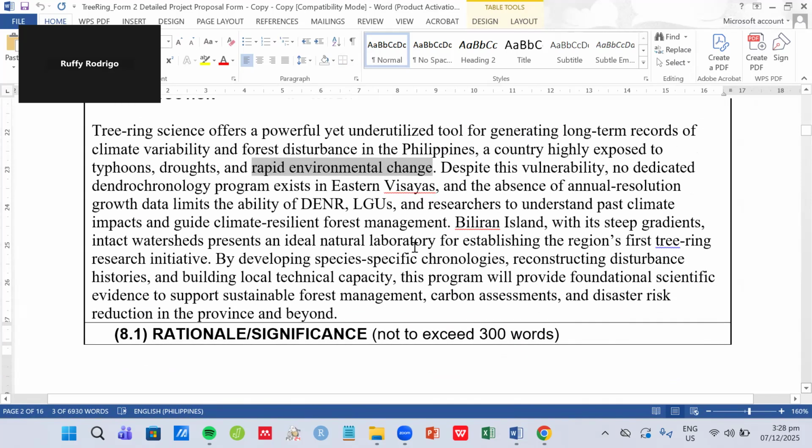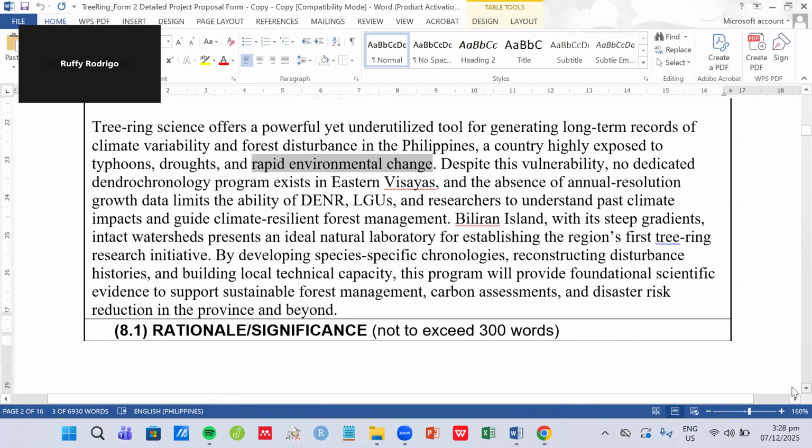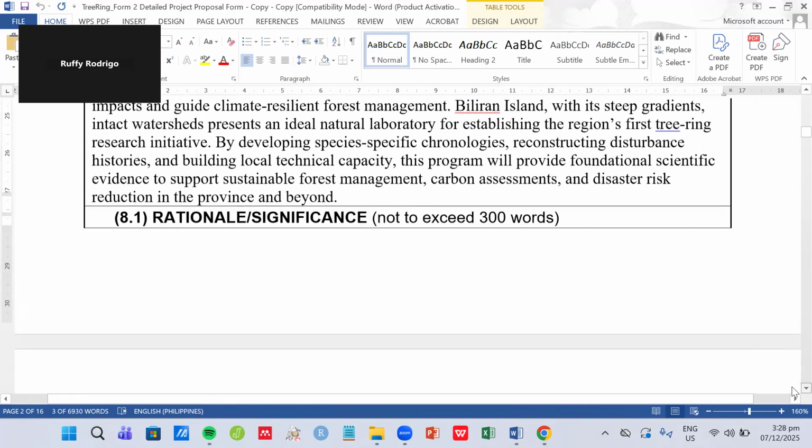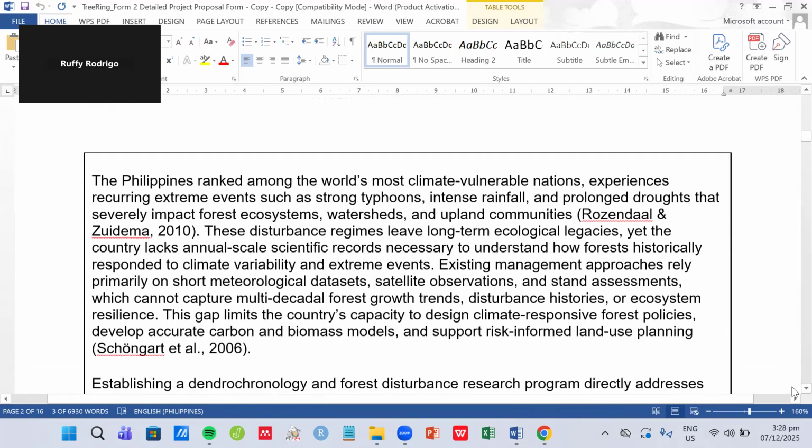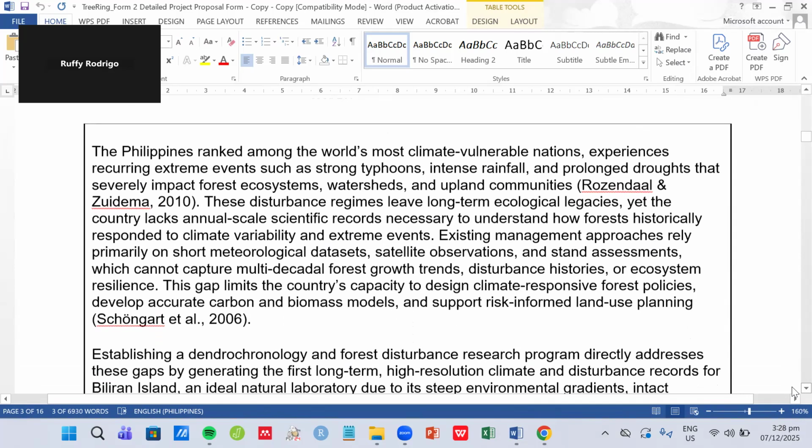This is kind of my story: despite this, no educational program exists in Western Visayas. This is what I want to do, and how can we learn from this. For the significance, I wrote three paragraphs because I wanted to write it in detail, and also because of the word limit. The Philippines ranks the most.